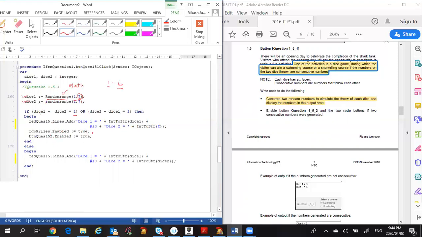and then I enable these, the radio group, and I enable this button. And I'm also displaying the values of the dice each time that the button is pressed.